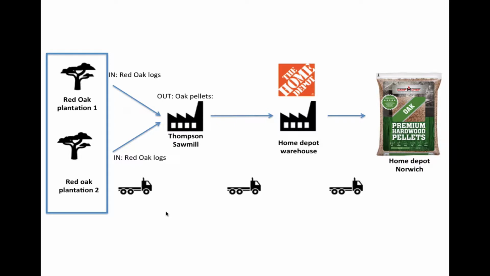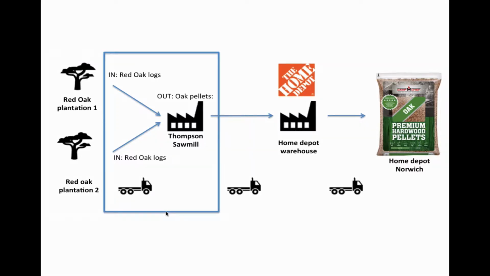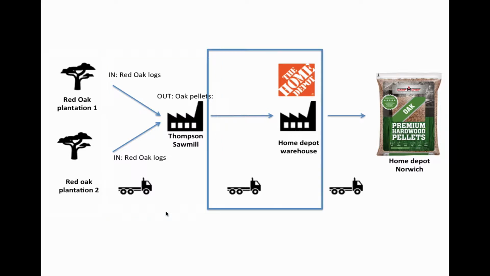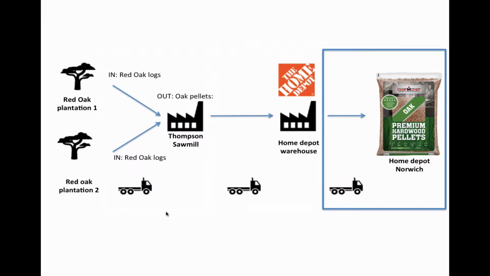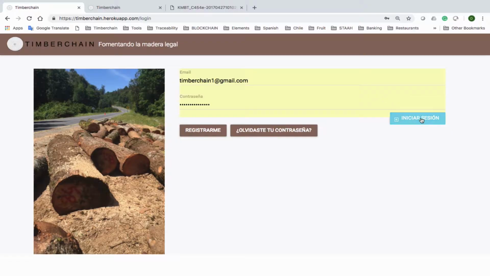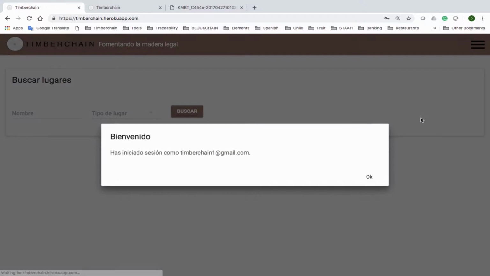In this short video, I'm going to show you how Timberchain tracks a bag of hardwood oak pellets sold at a Home Depot store in Norwich, upstate New York, back to the original plantation. The supply chain we're going to replicate shows the timber originating from a red oak plantation. Logs are harvested and sent to Thompson's sawmill, where hardwood oak pellets are produced. The wood pellets are then sent to a Home Depot warehouse, where they are packaged into Home Depot branded 20-pound plastic bags. Okay, so let's log into Timberchain and see how we track the wood pellets back to the plantation.